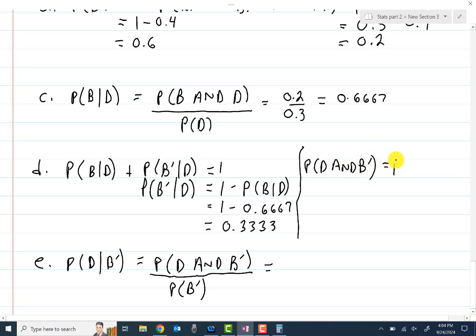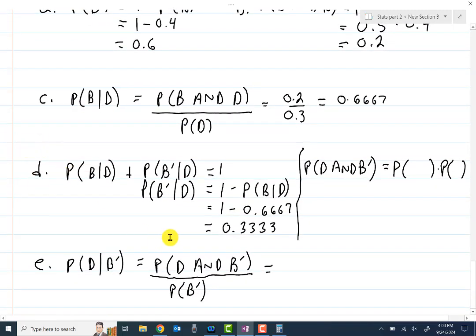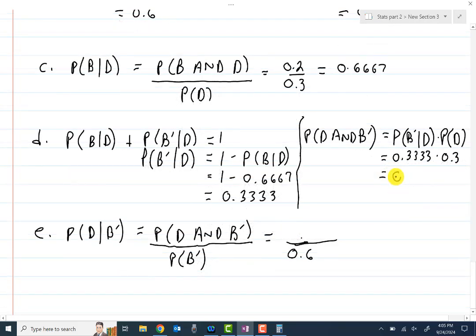That's going to equal the probability. I'm going to see what I'll put in there in a second, and I'll figure this second piece out in a second also. So what do I have here? Right. I have B prime given D, because I know I have that. So this is 0.3333 times 0.3. I think you'll find it's about 0.1 if you round. And when you finish this off, you'll get 0.1667.